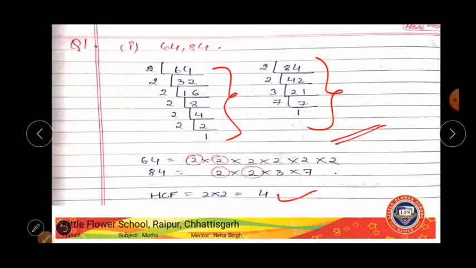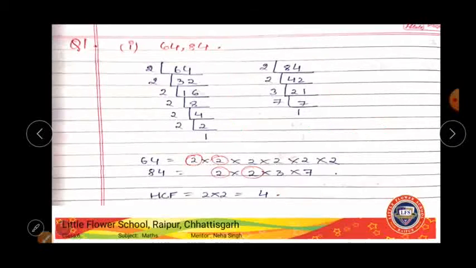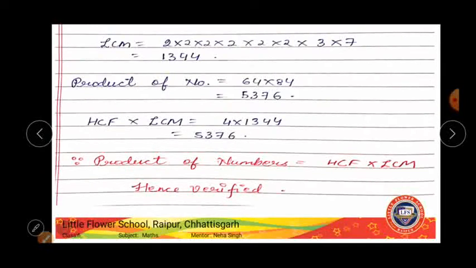We will find the HCF. HCF will be the highest number common, right? That is 2 into 2, 4. Then we'll find the LCM, right? After the LCM, we'll find the product of the two numbers given in the question, right? After finding the product, we'll multiply 64 and 84. Now, after finding the product of the two numbers, we are going to find the product of HCF and LCM.